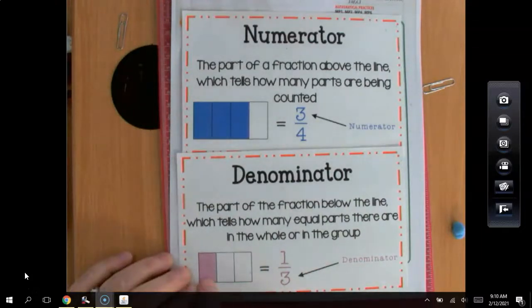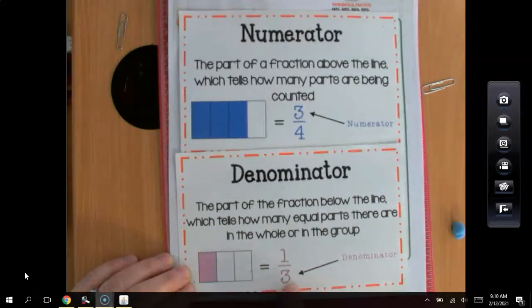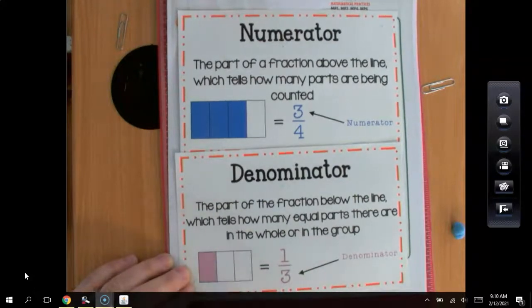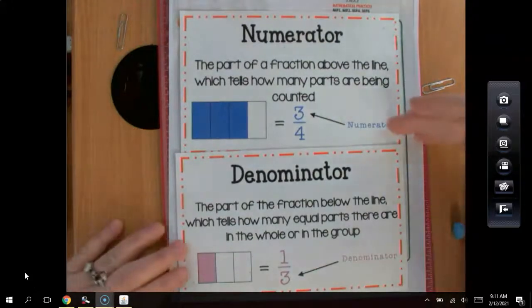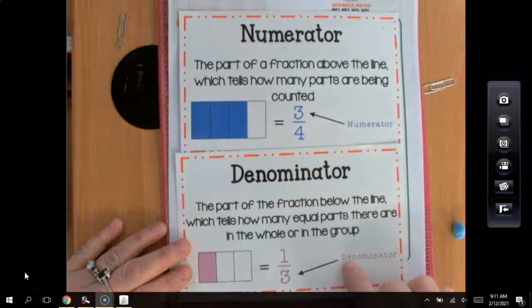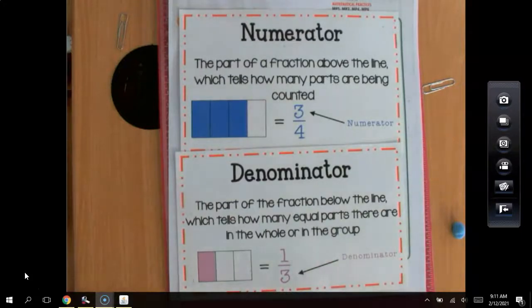So in this instance, there's a total of 1, 2, 3 parts. That's where we get the 3 for the denominator. Just like up here, the numerator, which is the 1, there is 1 part being counted or shaded in. So the numerator is on top of the fraction line. Denominator, remember that D, is down below that fraction line.